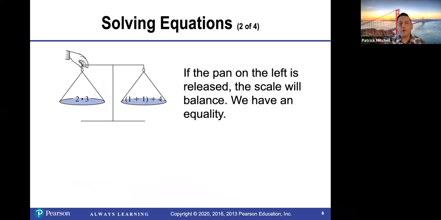However, in this example, we have 2 times 3, which is 6, and 1 plus 1 plus 4, which is also 6. So if the pan on the left is released, the scale will balance. So in this case, we have an equality.